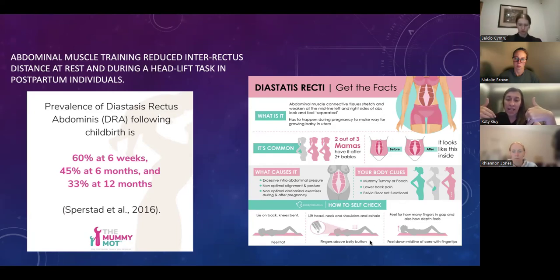There is a way to check it, and that's lying on your back with your knees bent, feet flat, and then you lift your head, and you might well be able to see or feel a little bulge between where your tummy muscles meet. A lot of them will get better, but a physio specializing in postpartum will be able to help you if you're one of the people that has it still at 12 months. But the majority of them will just settle down by themselves.